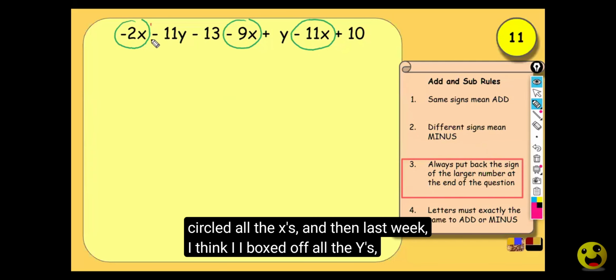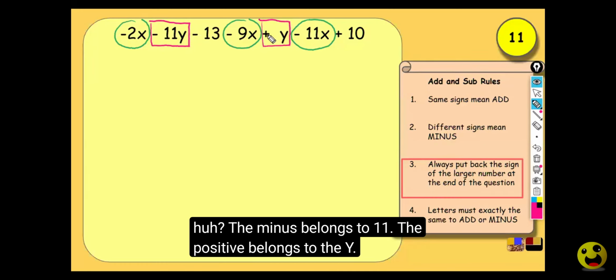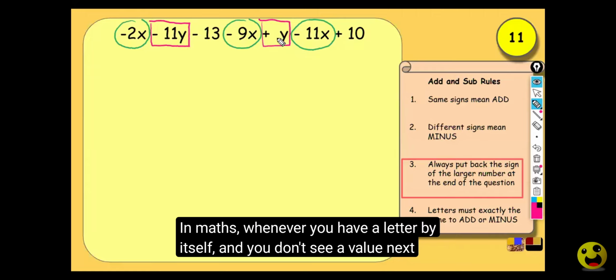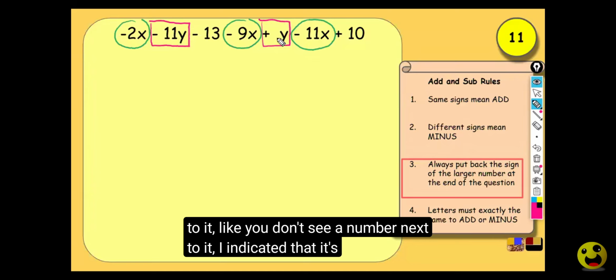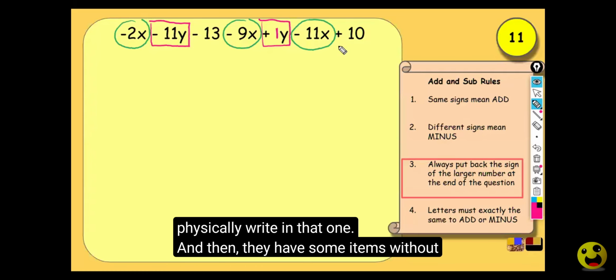And then last week, I think I boxed off all the Y's, right? Now you notice I'm circling the signs. The minus belongs to 11. The positive belongs to the Y. In maths, whenever you have a letter by itself and you don't see a value next to it, like you don't see a number next to it, I indicated that it's automatically 1, right? And I don't want you to imagine it. I want you to physically write in that 1.